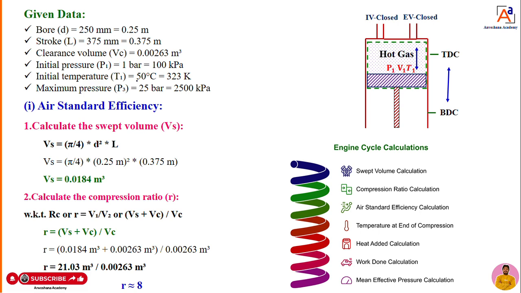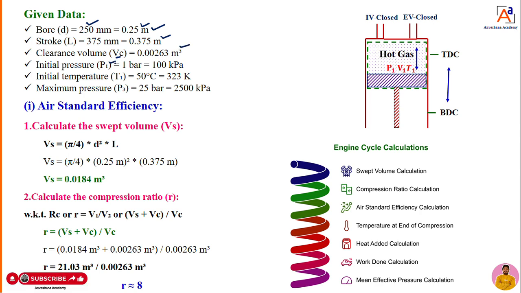So what are the new things? First, what is the first step? You have to list out the given data. Bore is equal to 250 mm, he has given. Convert it into meters, that is 0.25 meter. Then stroke length he has given 375 mm. Convert it into meters, that is 0.375 meter. Clearance volume he has given, you can mark it as Vc, equal to 0.00263 meter cube.